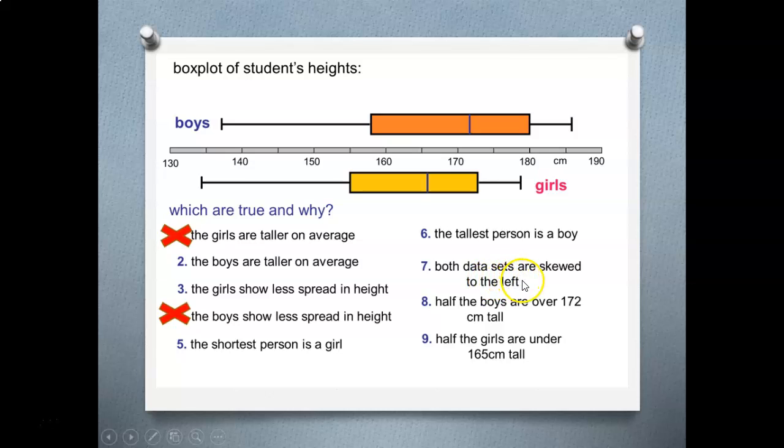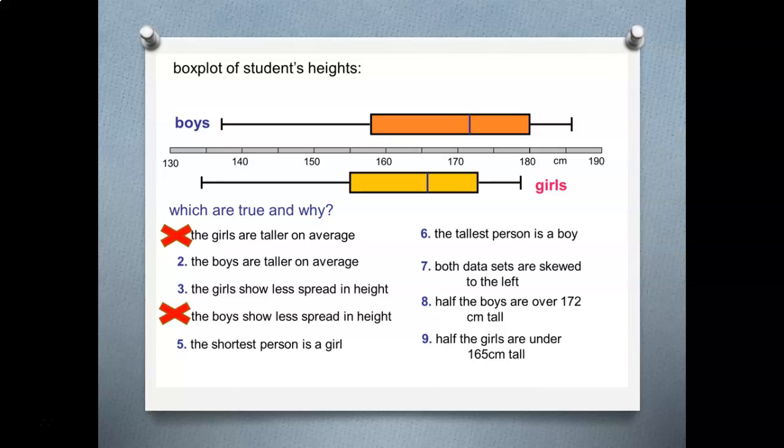Number 7, both data sets are skewed to the left. Now we've talked about skewed with dot plots and histograms, but not with box plots. But the whisker is like a tail. So you can see more of the data, the boxes, are more to the right, and the tails on the left are longer, so that is true. They are both skewed to the left.